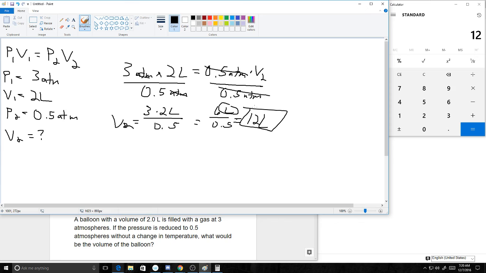The good thing about these gas laws is that they're basic algebra stuff. They're just solving for one variable. So it's just about doing the opposite of what's happening to the variable. That should help out. And with that, good luck.